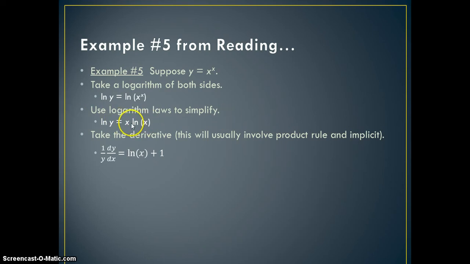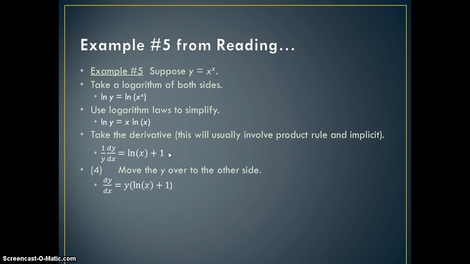The derivative of x times natural log of x will involve the product rule because it's x times another function, natural log of x. That derivative would be x times the derivative of natural log of x, which would be x times 1 over x, or 1. And then natural log of x times the derivative of x, which would be natural log of x.